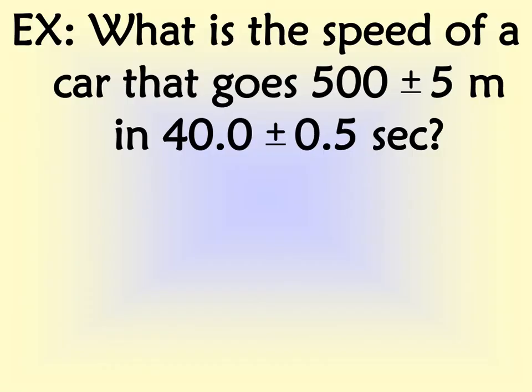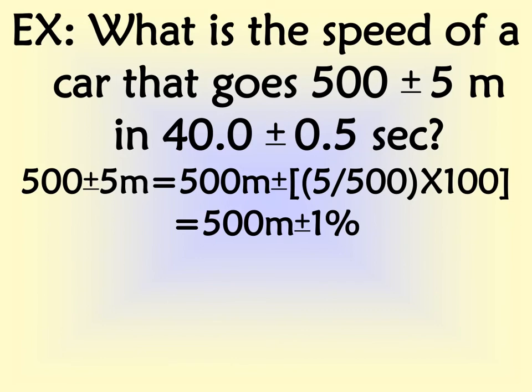So let's do this example. What is the speed of a car that goes 500 plus or minus 5 meters in 40.0 plus or minus 0.5 seconds? So you want to write that down. So first of all, because we're going to be dividing, speed is distance divided by time. What we're going to do is change that absolute uncertainty of plus or minus 5 meters into a relative uncertainty. So look what we did here. In place of plus or minus 5 meters, I put 5 divided by 500 times 100, or 1%. So 500 plus or minus 5 meters is the same thing as 500 meters plus or minus 1%.